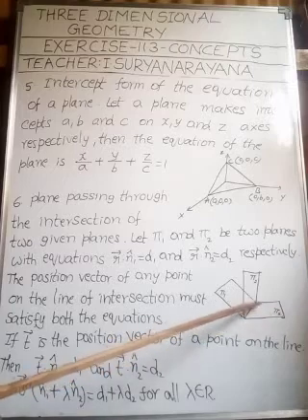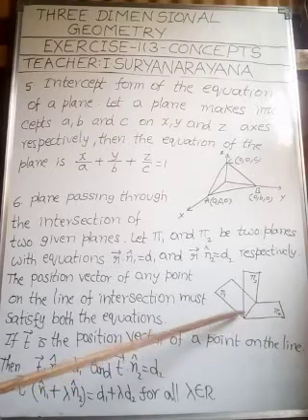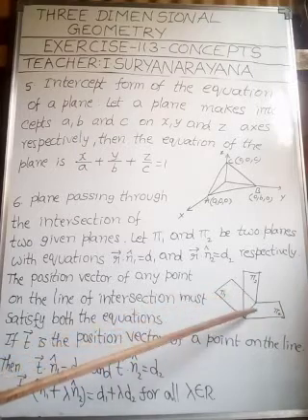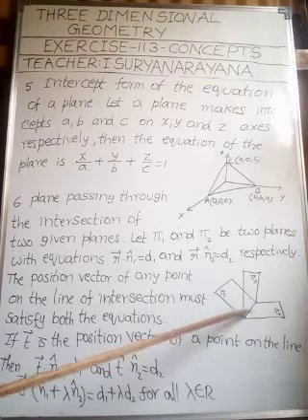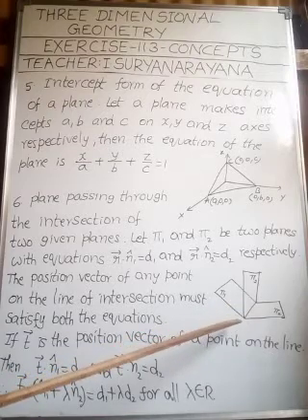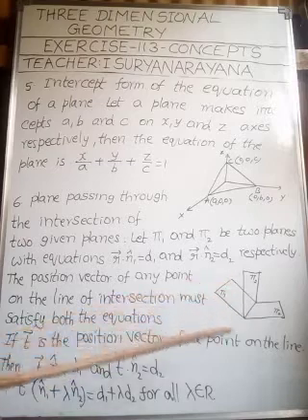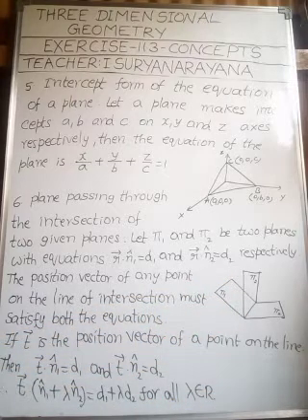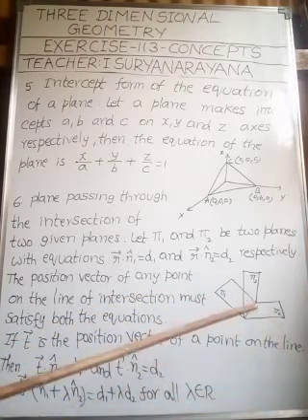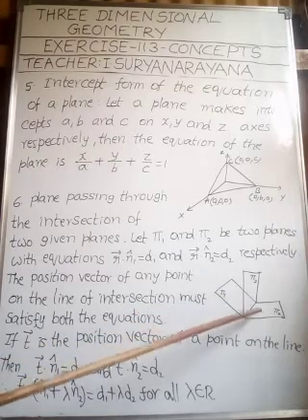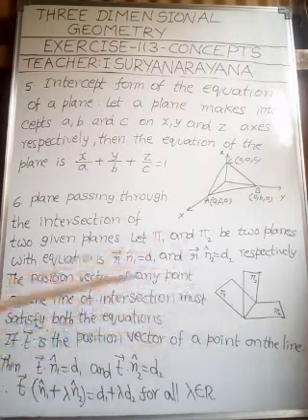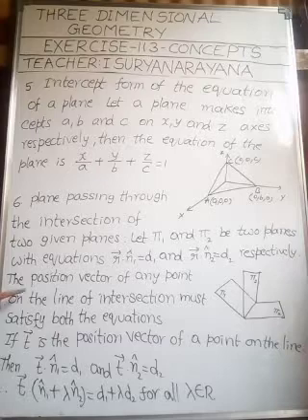These two planes are intersecting here. Okay, my children. If two planes are intersecting, then we get a line of intersection, not a point of intersection. Okay, my children. If two lines intersect, then we get a point of intersection. Whereas if two planes are intersecting, then we get a line of intersection. Understood this point, my children?